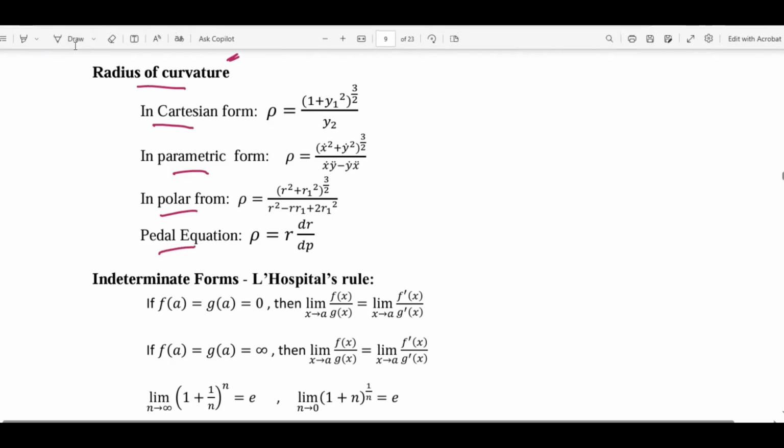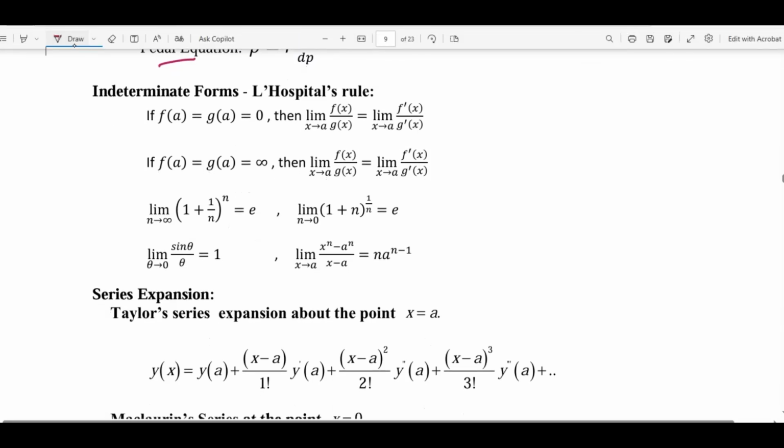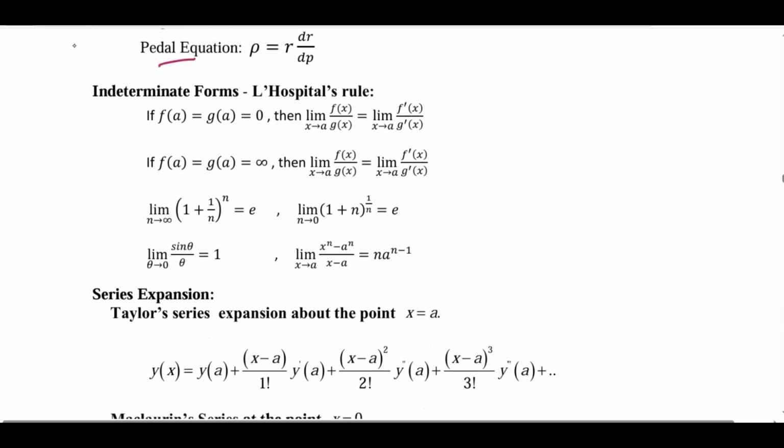Then the next one is indeterminate forms, that is L'Hospital's rule. If f of a and g of a are 0, then limit x tends to a, f of x divided by g of x will be limit x tends to a, f dash of x divided by g dash of x. Then if f of a and g of a are infinity, then limit x tends to a, f of x divided by g of x will be limit x tends to a, f dash of x divided by g dash of x.